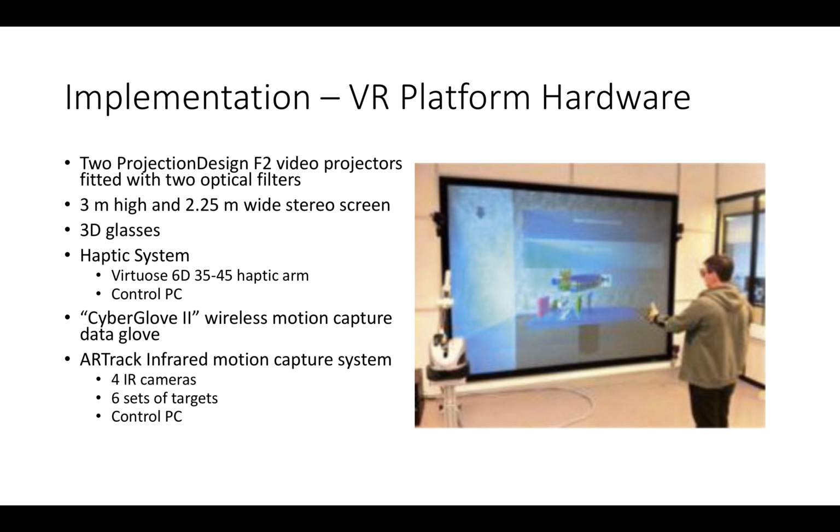The third component is a CyberGlove 2 wireless motion capture data glove, which uses proprietary resistive bend sensing technology to provide in real time 22 joint angle measurements. And the fourth component is an AR track infrared motion capture system, which is composed of 4 IR cameras and 6 sets of targets, as well as a control PC. It provides in real time 3D positioning and orientation of any target.